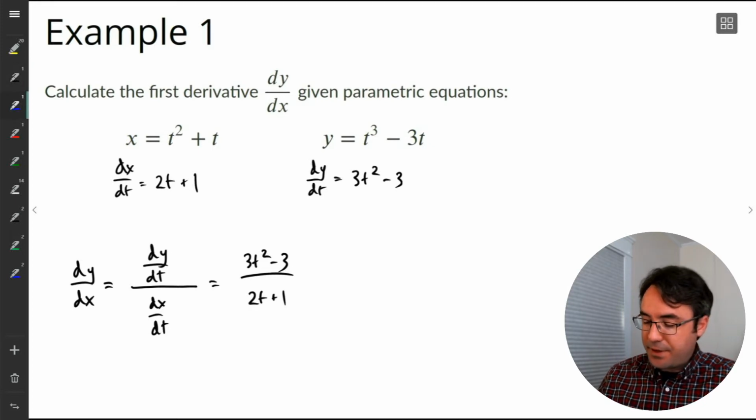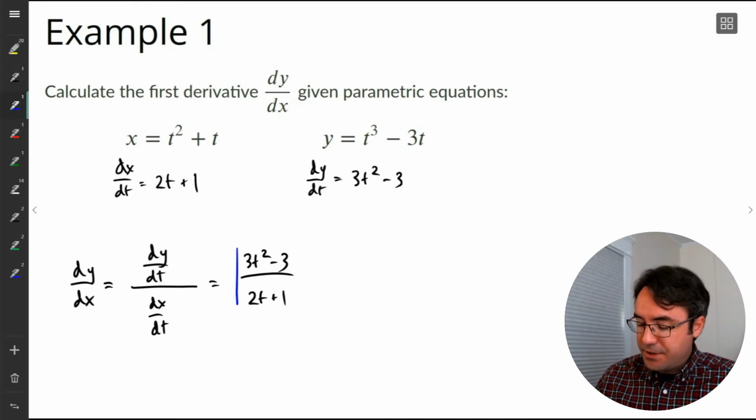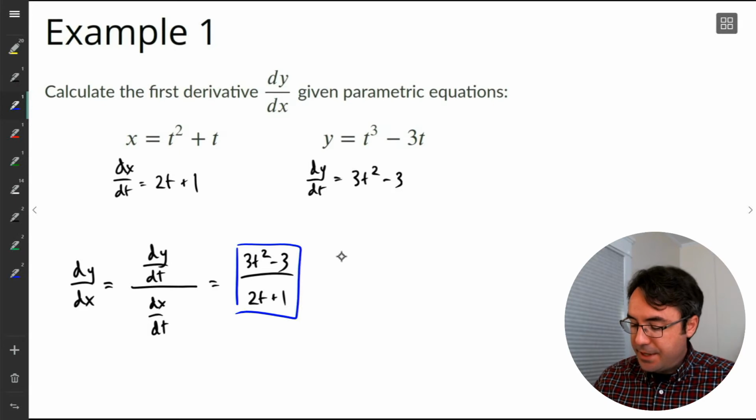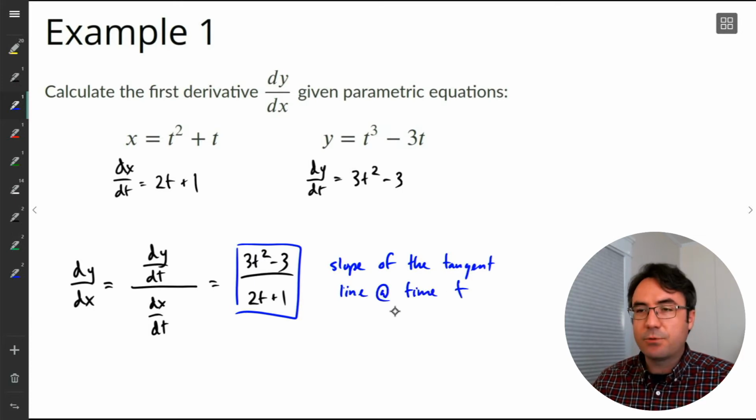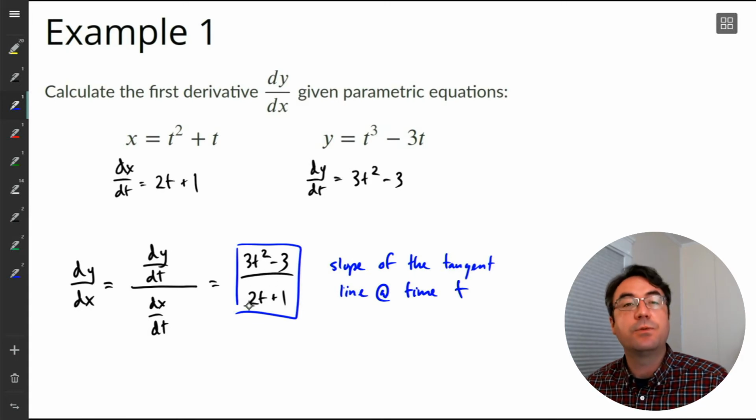And so the way we want to think of this formula here, this function, is this is just giving us the slope of the tangent line at time t. So at any time we're interested in, plug it in, and we'll know the slope of our tangent line.